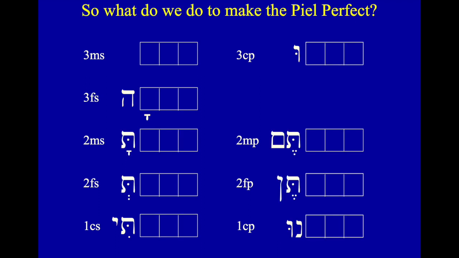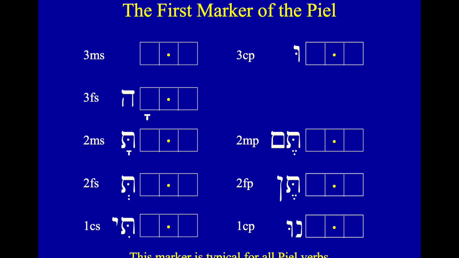So what do we do to make the Piel perfect? Well, the first marker of the Piel perfect is that there is a doubling of the middle radical. Remember, there are 3 radicals in each Hebrew root. The middle radical in the Piel is doubled. This is distinctive for all Piel forms. Sometimes people call Piel the D stem or the double stem because it doubles the middle radical of all of its forms. Sometimes you'll even see, in a grammar or in a commentary, they'll say this is the D stem. That's what they mean, the double stem. But in any event, you can see here that doubling of the middle radical is distinctive for the Piel.